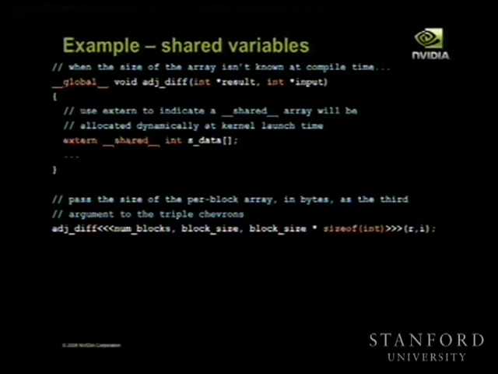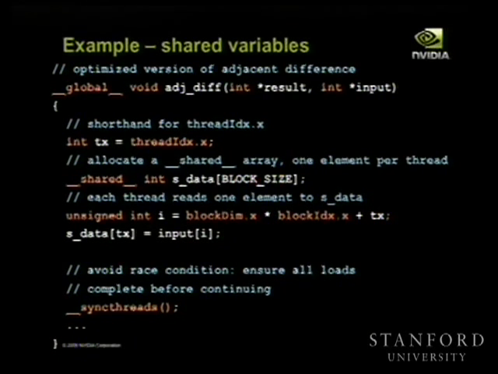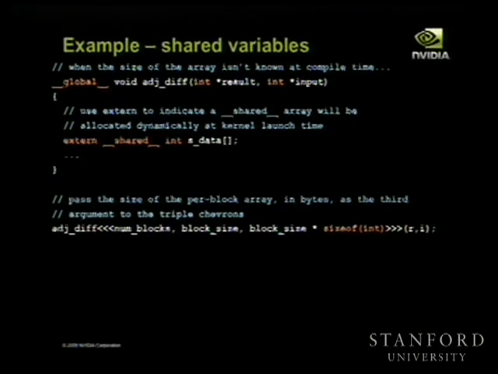And so you might notice that in this previous example, I've sized this array sdata with a constant, this block size constant. Well, what happens if I don't know how much shared data I need at compile time? What if I need to know it at runtime? Well, that's pretty simple. You can actually dynamically allocate shared memory at runtime by using this extern notation that's sort of appended to the declaration of the array.